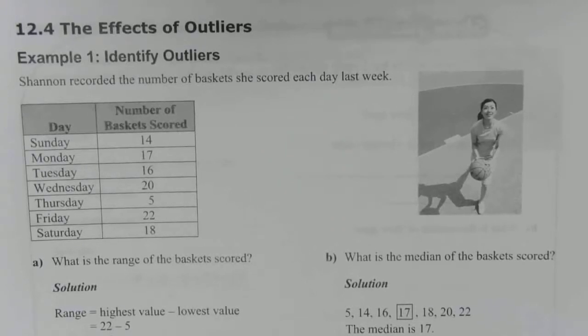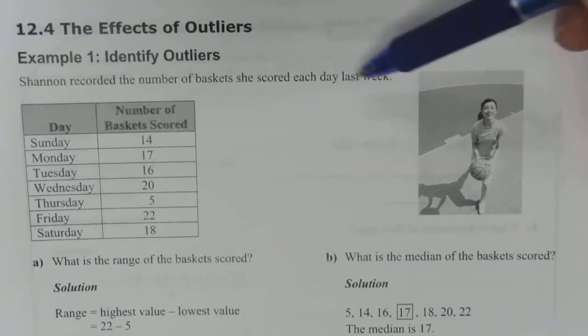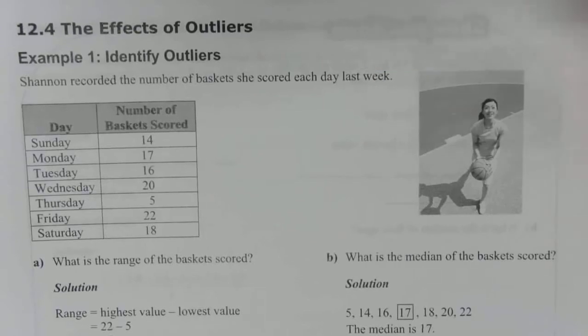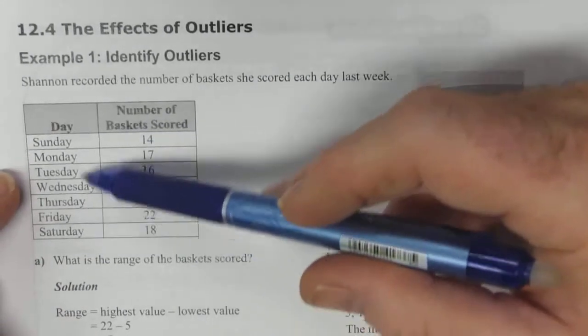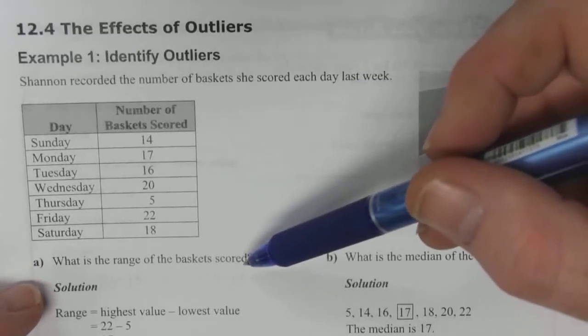12.4, the effects of outliers. Example number 1, identify the outliers. Shannon recorded the number of baskets she scored each day last week. And here is the list of the days and the number of baskets she scored. What is the range of the baskets scored?